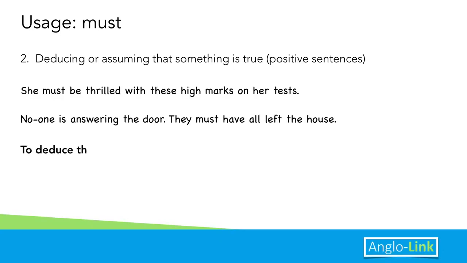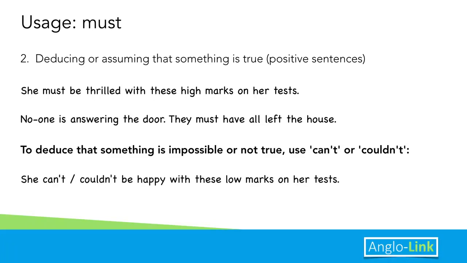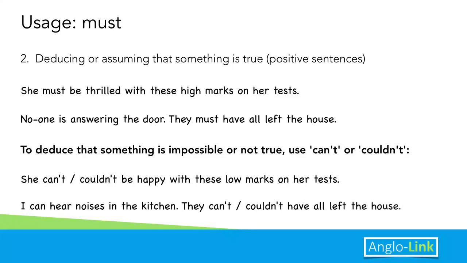Remember that to deduce that something is impossible or not true, we use can't or couldn't. So, for example, she can't or she couldn't be happy with these low marks on her tests. Or, I can hear noises in the kitchen. They can't or they couldn't have all left the house.